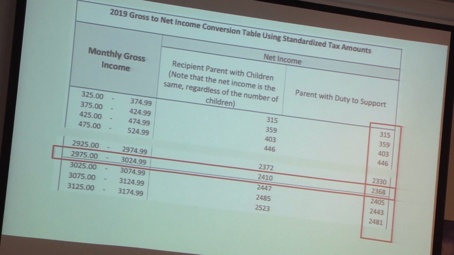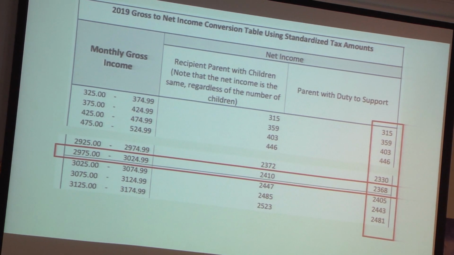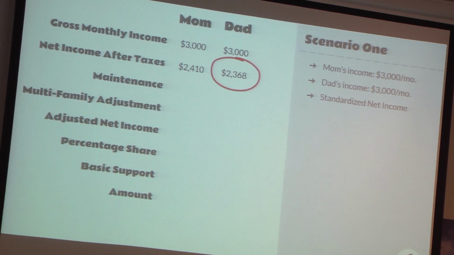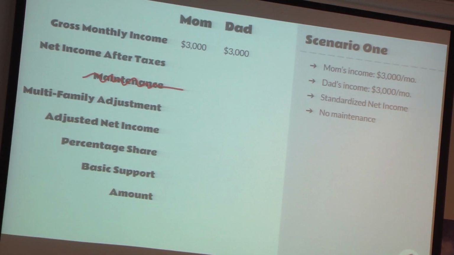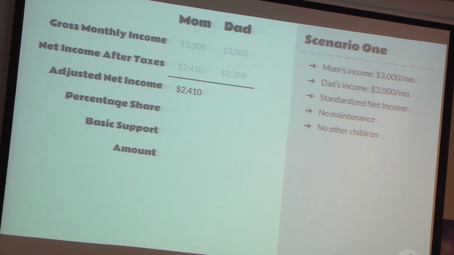Remember, we're using the right column because it's the parent with the duty to pay support. So his income after taxes is just slightly less. So now we have our two obligations. We're not going to do maintenance in this scenario. We want to keep it simple. We're not going to do the multi-family adjustment in this scenario, so we're not going to count for other children. So all we need to do is drop down our net incomes onto the adjusted net income line.